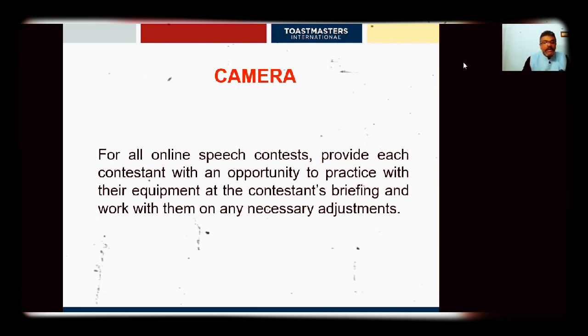For the sake of online contests, consider looking at the webcam as eye contact. Keep looking at the webcam and then speaking. Ensure the contestants and judges are briefed on eye contact expectations.